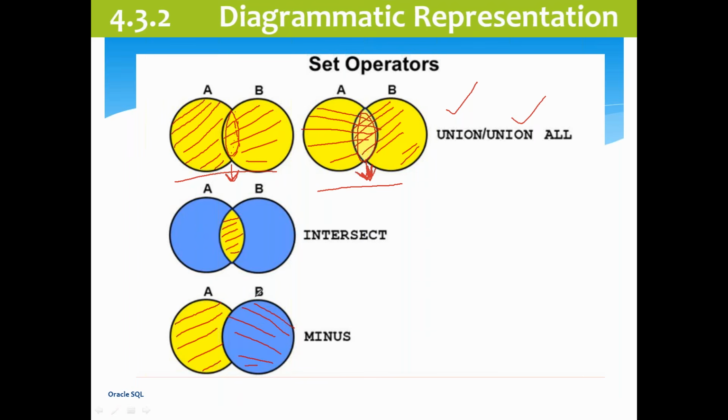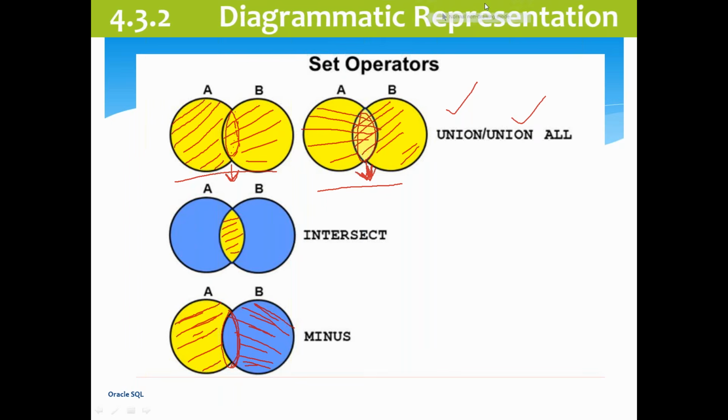If it is B minus A, this part will not come in B minus A, because this is present in both. So B minus A means only this part. A minus B means only the yellow part will come. Okay, so this is about the diagrammatical representation.